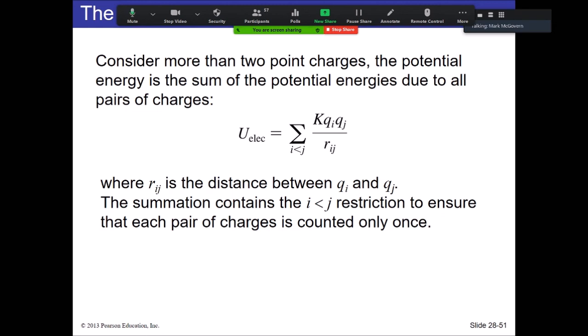So if you have 2 charges, you have 1 pair, right? If you have 3 charges, you got 3 pairs. If we got 4 charges, what's that, 6? 1, 2, 3, 4, 5, 6. Okay, what's that sequence called?